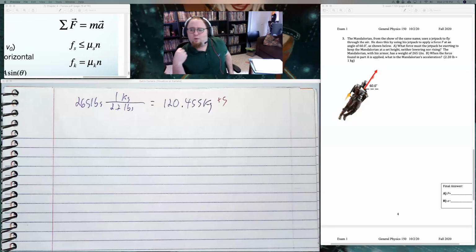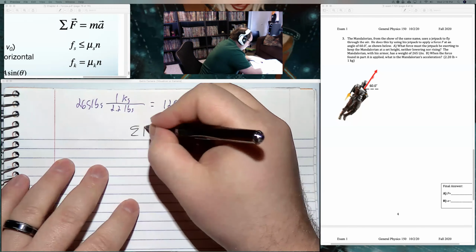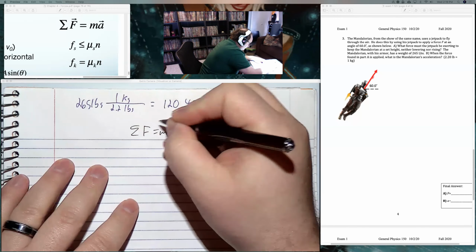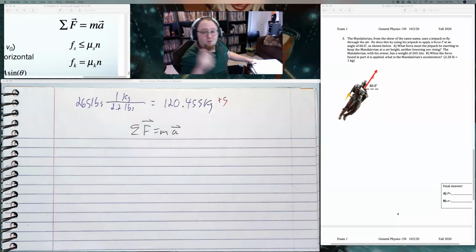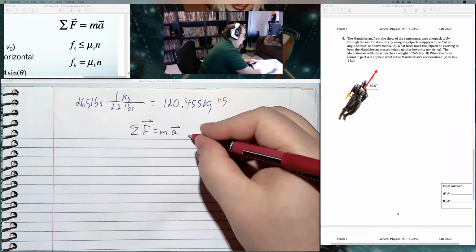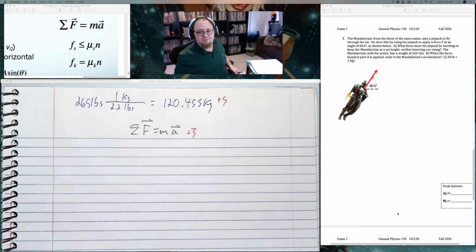So I ask, what force must the jetpack be exerting to keep him at that height, neither rising or lowering? And then in B, I say, what's his acceleration? Now, if he's not rising or lowering and is accelerating, I can assume his acceleration is in x. And this is a force problem. So I know what equation I'm going to use. If it's a force problem, the equation is F equals ma. That's what it is always for a force problem. The third problem will be a force problem. And if I just write that down, that's 3 points.